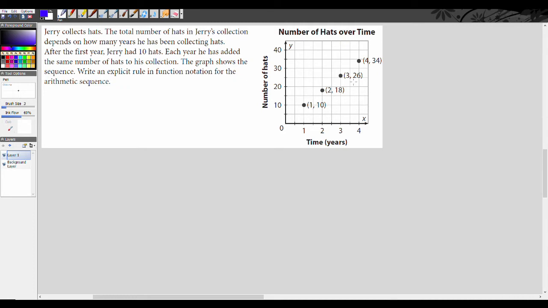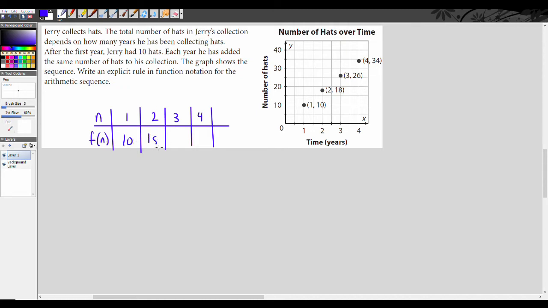Some of you might be able to see what's going on from the graph, and some of you would benefit from actually making a table. So let's just go ahead and make the table real quick. I'll do it right here. All right, so I'm going to put here n and f of n. And remember, our n, that's our input, so that's going to be our x values, and our f of n, that's our output, that's our y values. So we have here 1, 2, 3, 4, and our output values, 10, 18, 26, 34.